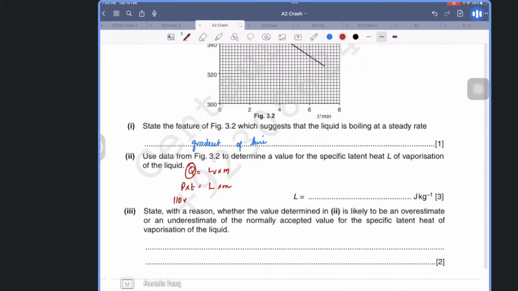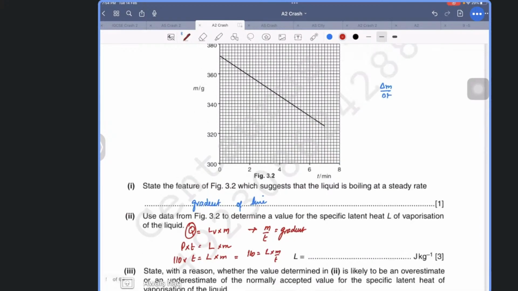And you can basically pick the time. You can pick the gradient, really. If you understand this, it's going to be P times T equals L times M. If you notice, we can find mass over time, which is actually the gradient of this graph, which she has asked initially. And from this equation, we can write 110 equals L times mass over time. So if I put in the gradient here and divide by 110, obviously I will be able to find it. So you can pick the time that suits you.